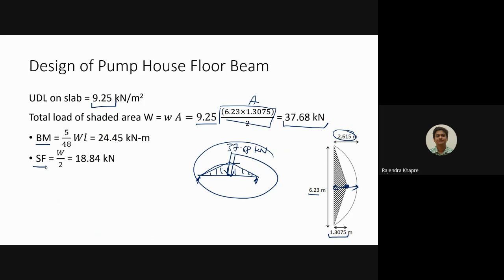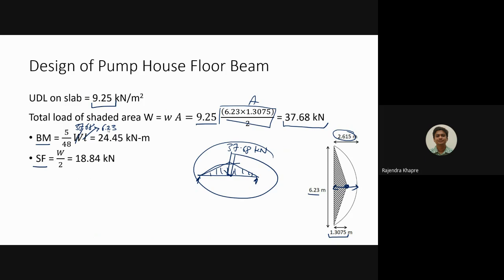As far as bending moment is concerned, it can be calculated by a simple expression, 5 by 84 capital W into L, where capital W is the total load and L is the span. So span is 6.25. Let me write down these values over here. Capital W is 37.68 and the span is 6.23. With this you can get the bending moment value as 24.25. And the shear force is exactly half of the total load, so that is 84.48.